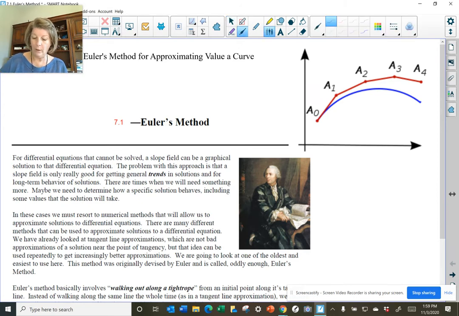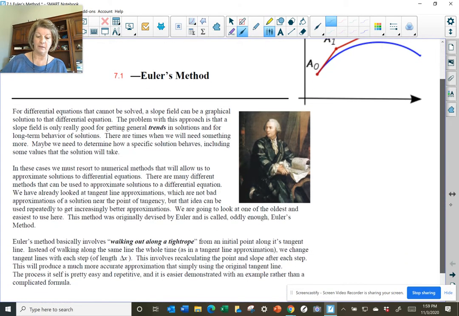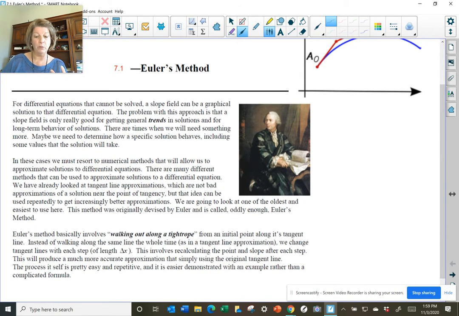What you're seeing on the screen is a little bit of narration of what is going on. It says for differential equations that cannot be solved, a slope field is often used. It's the graphical representation of the original function if we can draw in that trend line. And then the problem with that method is the slope field's only really good for getting general trends in the solutions and the long-term behavior. There are times when we need something a little more accurate. Maybe we need to determine how a specific solution behaves, including some values that the solution will take. So we come in with the numerical methods that allow us to do that.